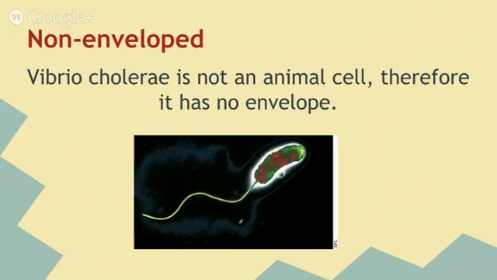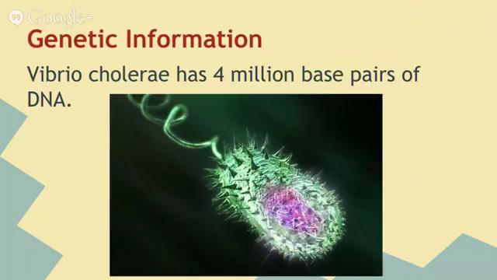It is a non-enveloped bacteria. Obviously, it is not an animal cell, so it doesn't have a need for an envelope. Vibrio cholerae has DNA inside of it, and I thought this picture was really cool because you can see the pili on it super well, and you can see the colonized group of DNA inside, which is the purple and pink structures you're seeing. It has about 4 million base pairs of DNA. It has a lot of genetic information to help it replicate and to take the genetic information of the host as well.